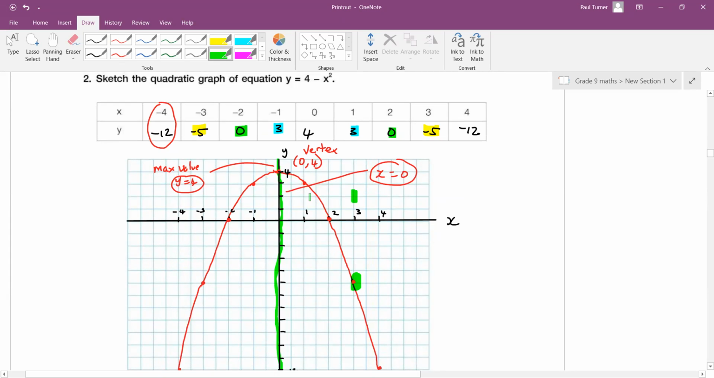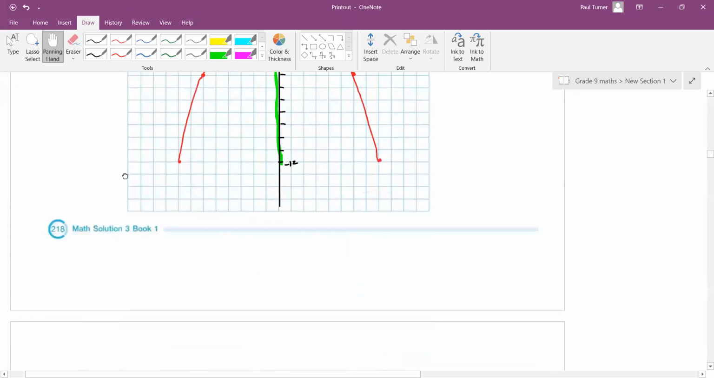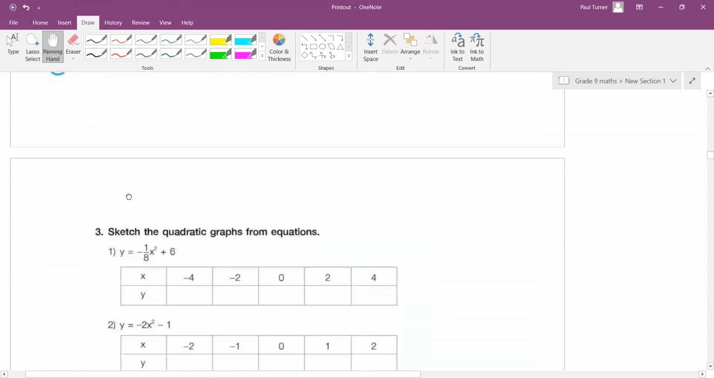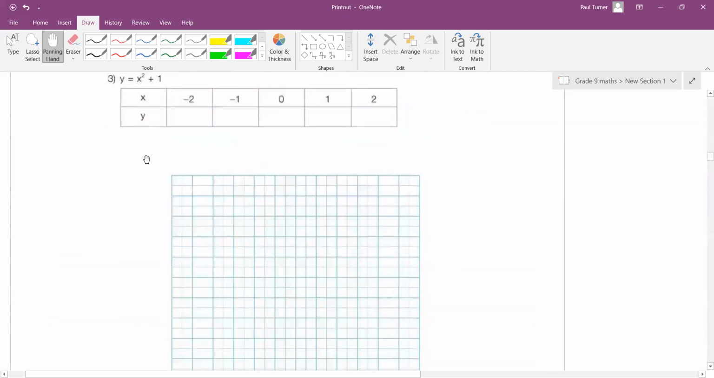If you go down and then go back up again, you can't do that. That won't happen for parabolas. Okay, so you should get a nice smooth curve like that through each point. If you don't, you need to double check your values in the equation. Don't worry about this one. That will move on.